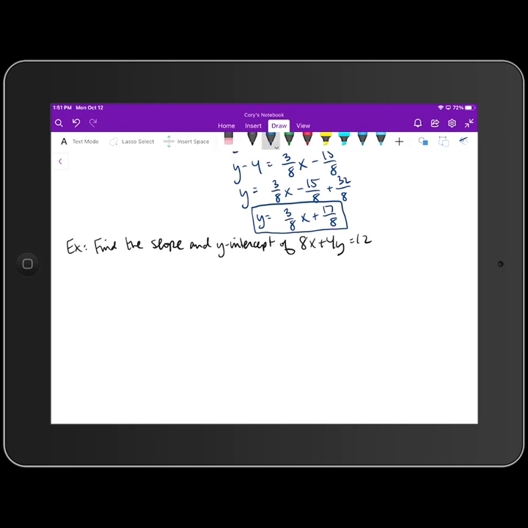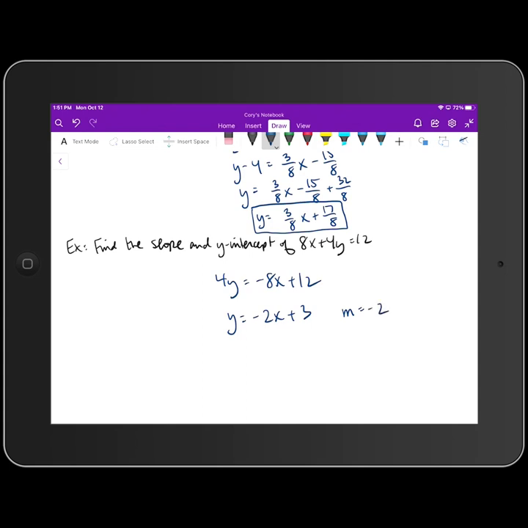So to do that, we're going to solve the equation for y. So we're going to subtract 8 on both sides. So we get 4y equal to negative 8x plus 12. And then we can divide both sides by 4. So that's going to make y equal to negative 2x plus 3. So our slope is going to be the coefficient of x, which is negative 2.